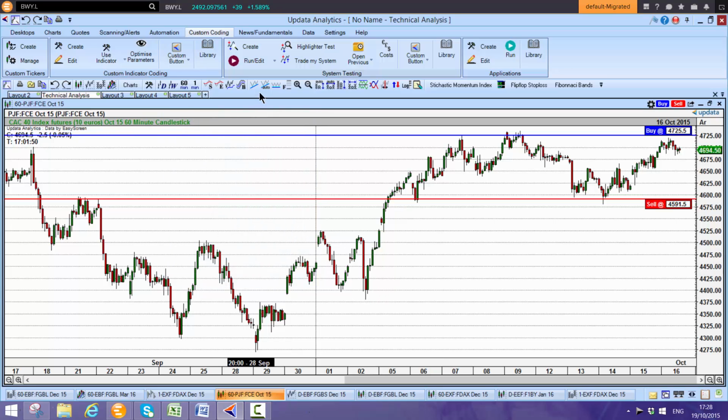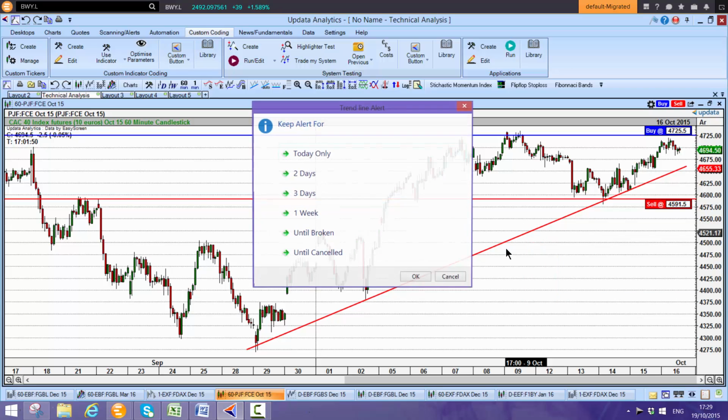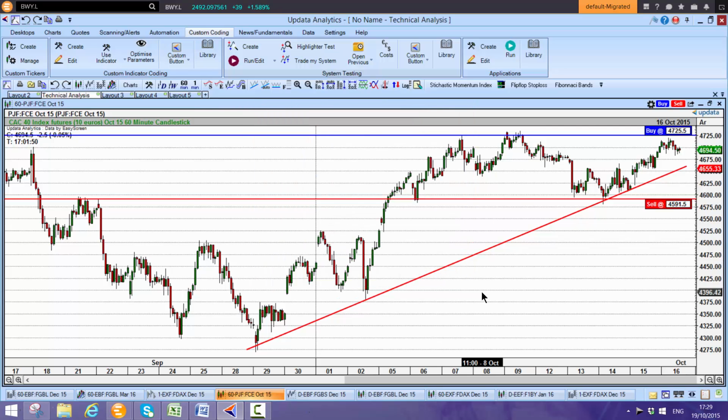And of course, not just there, you can do it from sloping trend lines. So you could say, okay, when this trend is broken, let me trade when I chart this. So alert when the trend line's crossed. Do I want to be just alerted today, just in the next few days, or until it's broken? So that's just another really powerful way that you can set the alerts.